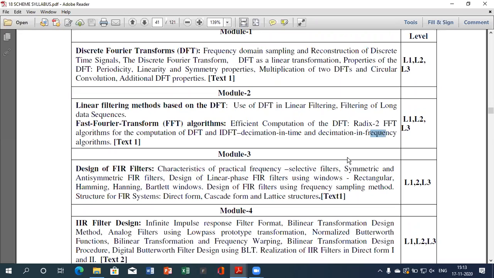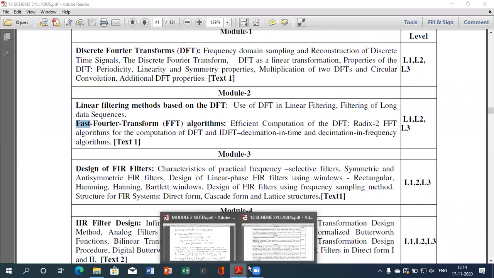Okay, so now we will move on to the topic. We'll start with the fast Fourier transform. First we'll analyze how it is difficult to execute the DFT samples and how many multiplications and additions are required to compute the DFT, and then how it is overcome by using fast Fourier transform. The name itself suggests that fast means it works much faster than linear filtering methods based on DFT algorithms.